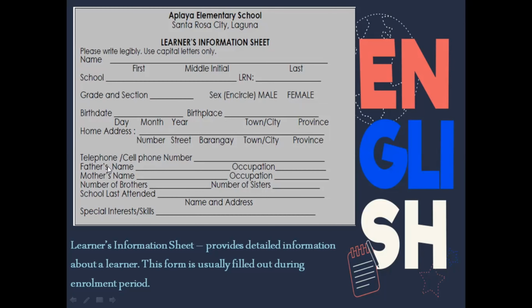So this is an example of a withdrawal slip. So what details are presented in the form?